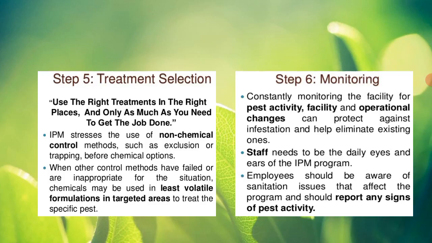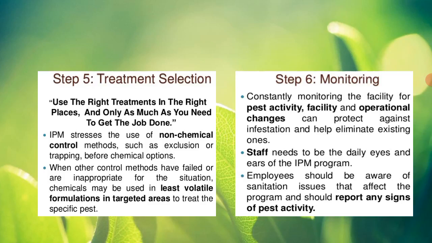So we should not opt for the chemical options on the first use only. The prioritized methods for the IPM should be the non-chemical methods. So we should opt for that first, and then if that is not carrying out the desired results or desired function, then we can opt for the chemical methods.